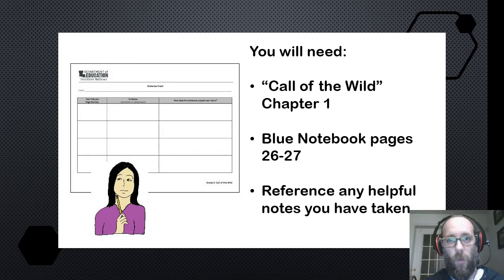Okay, so what you're going to need for this lesson, you will need Call of the Wild Chapter 1. You will need your blue notebook, pages 26 and 27. And you're going to need to reference any helpful notes you've taken, especially the chapter summaries that we did of the other animals, that really difficult article. You'll probably need to look back at those for this lesson as well.